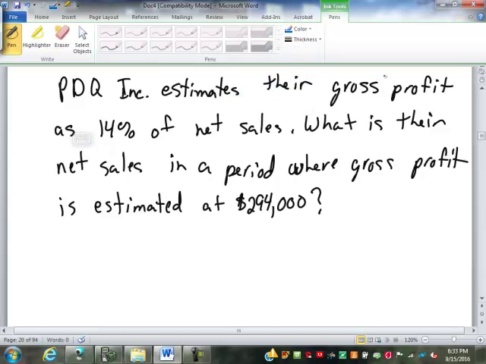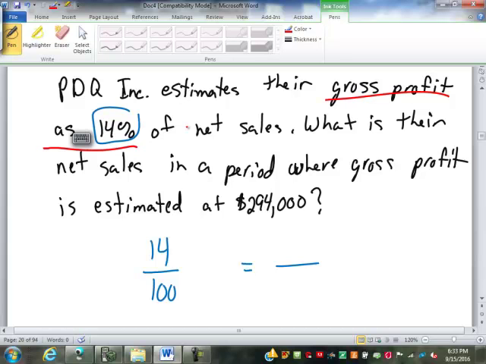Well, we have a percent given here, the 14%. So we'll start with that. But before I finish this and do the other side, let's just label what the 14 stands for. The 14% represents what? The gross profit is estimated as 14%. So that is the gross profit. Now the 100 always represents the whole amount, or the amount that the piece, the portion, the 14 is based off of. In this case, it's based off of the net sales. So the 100 represents the net sales.